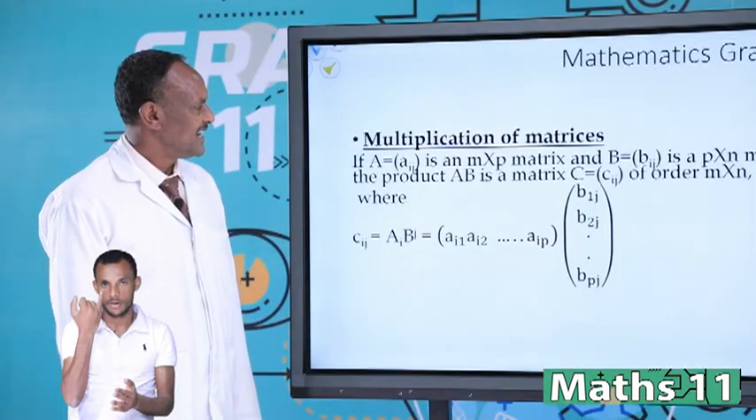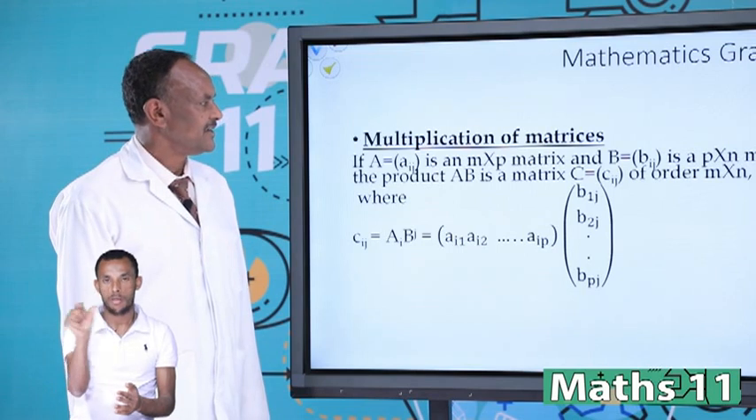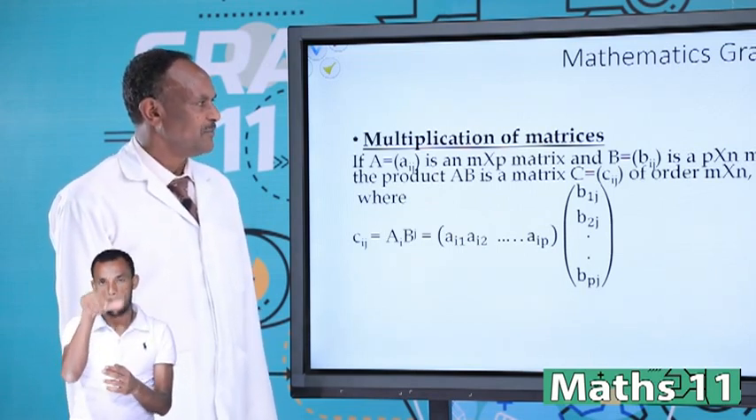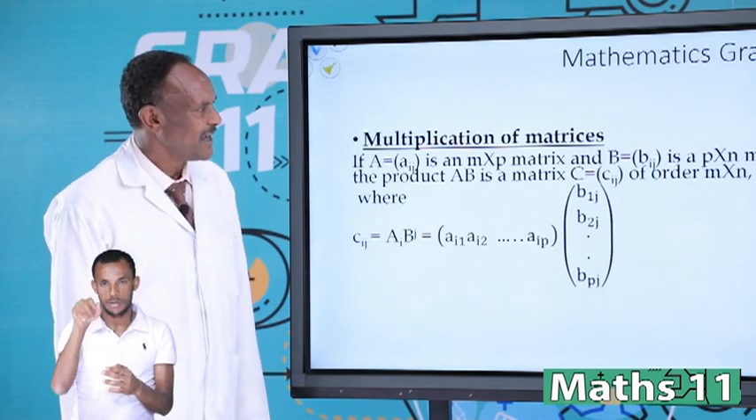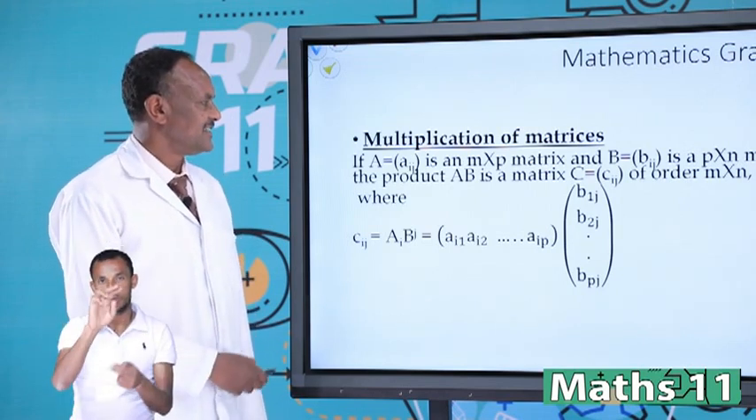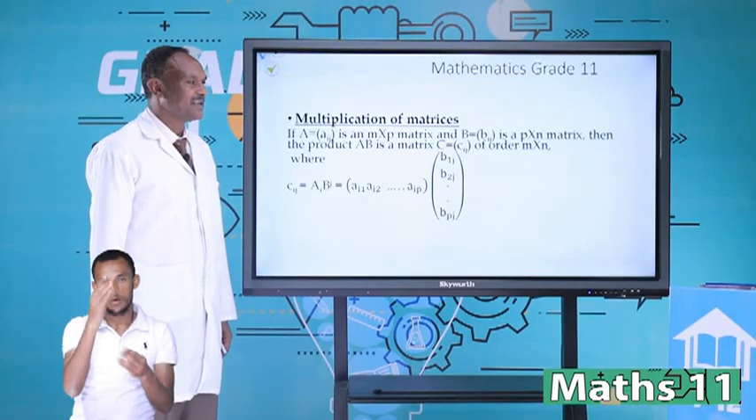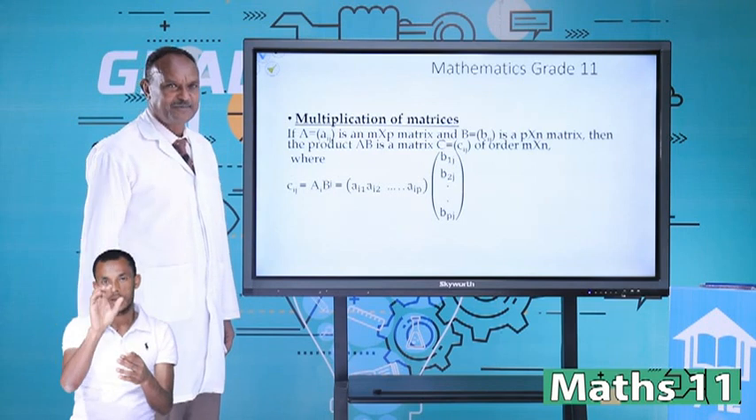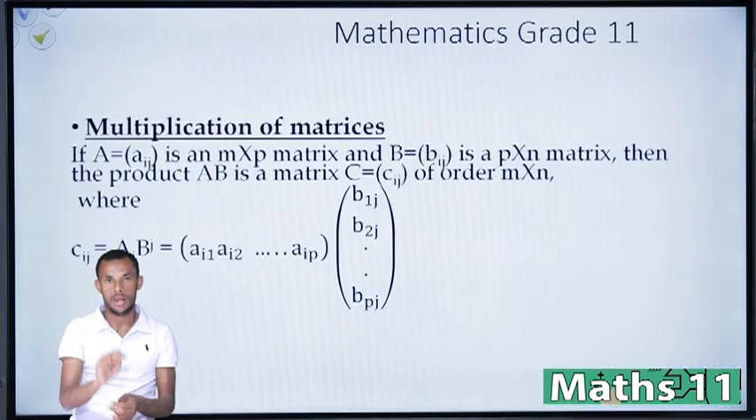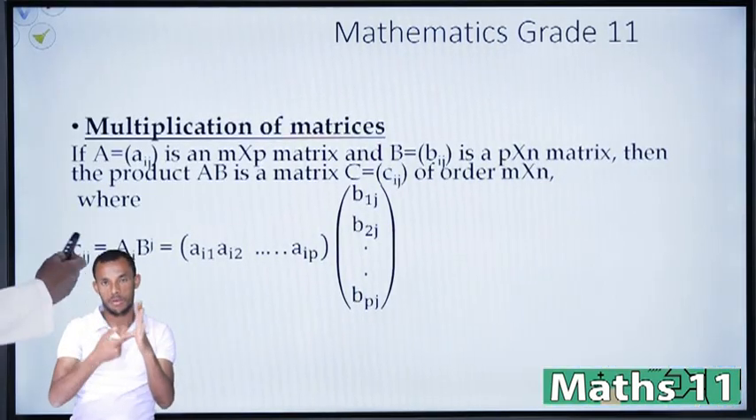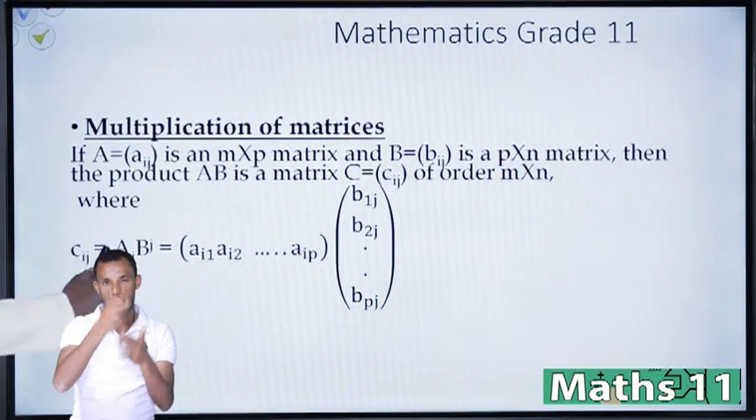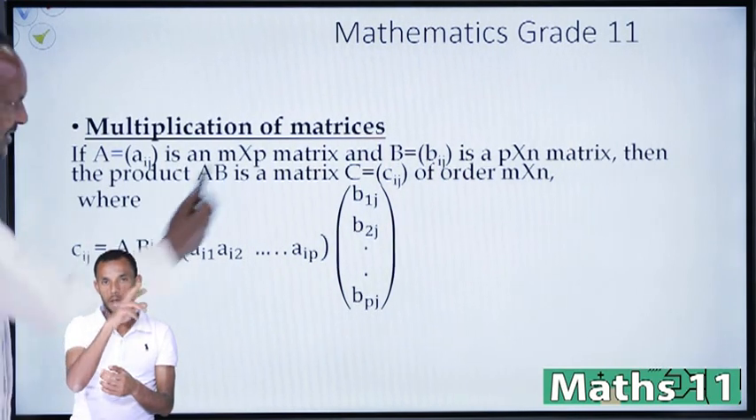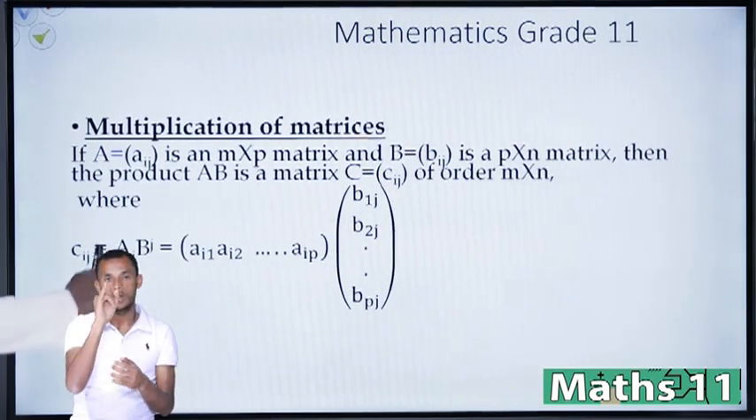If A is a matrix, Aij, an M by P matrix, and B, Bij, is a P by N matrix, then the product AB is a matrix C of order M by N. What does it mean? You are given that a matrix C is a product. Ai is any row, Bj is the given matrix.